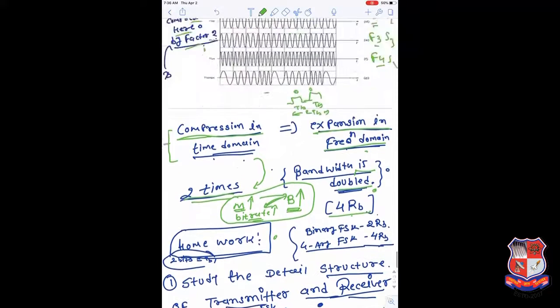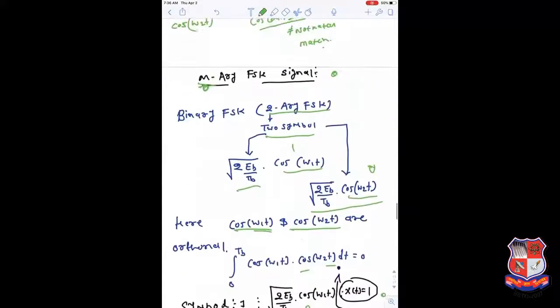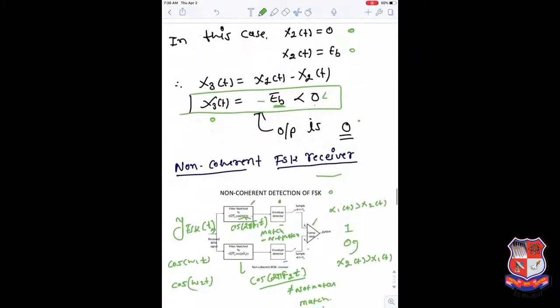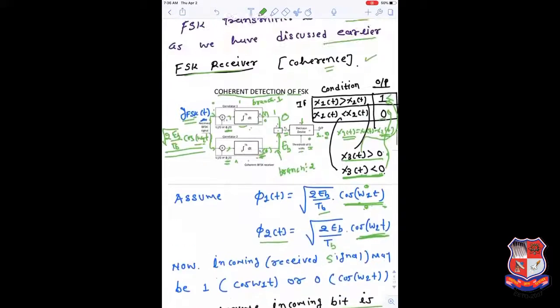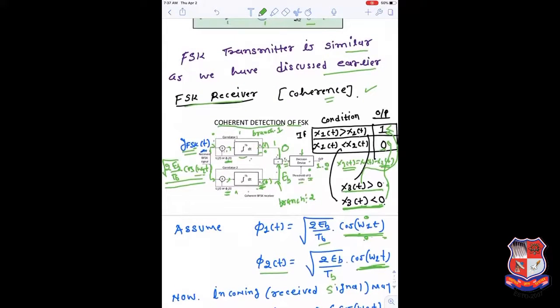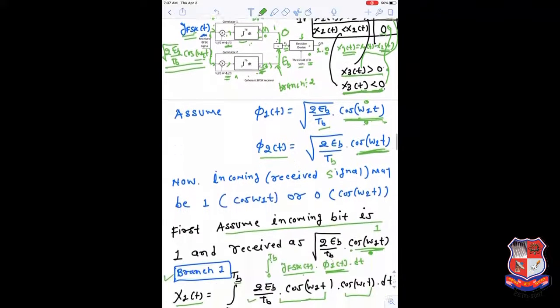Here there is some homework for you. We have already learned the transmitter and receiver structure. For the receiver structure we discussed coherent and non-coherent FSK, and we have also learned the transmitter structure of the FSK signal. But this is for binary FSK. If M is increased to 4, 8, 16, this structure becomes complex.